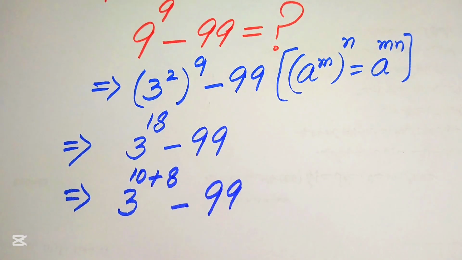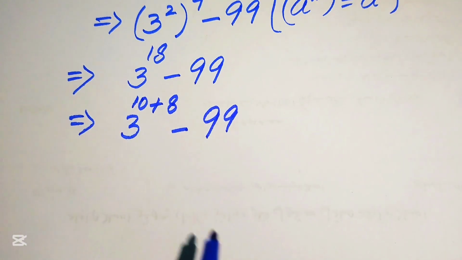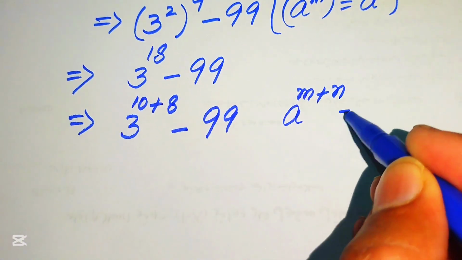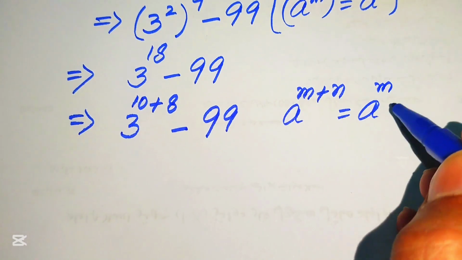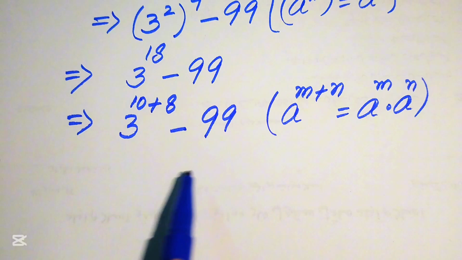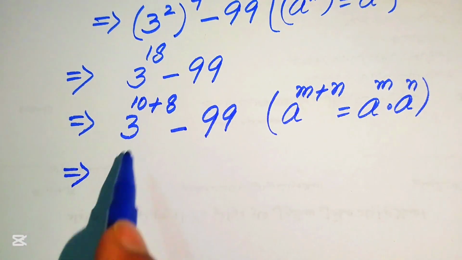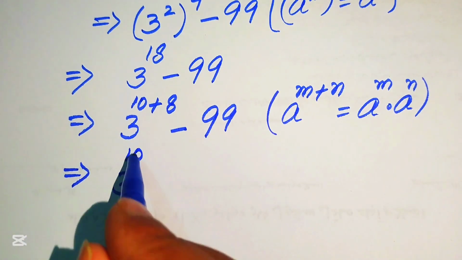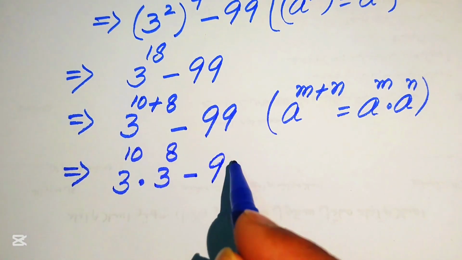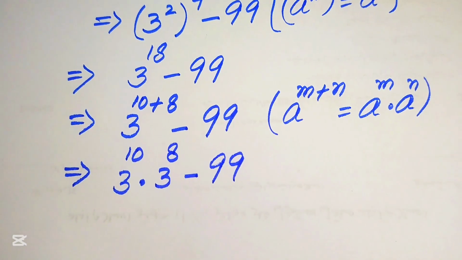In the next step we apply another exponent law. You know that a to the power of m plus n equals a to the power of m multiplied by a to the power of n. So according to this law, we break this exponent and write it as 3 to the power of 10 multiplied by 3 to the power of 8, minus 99.